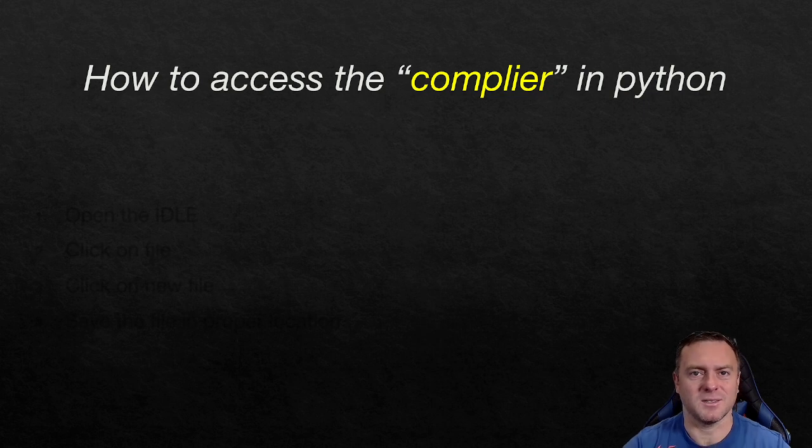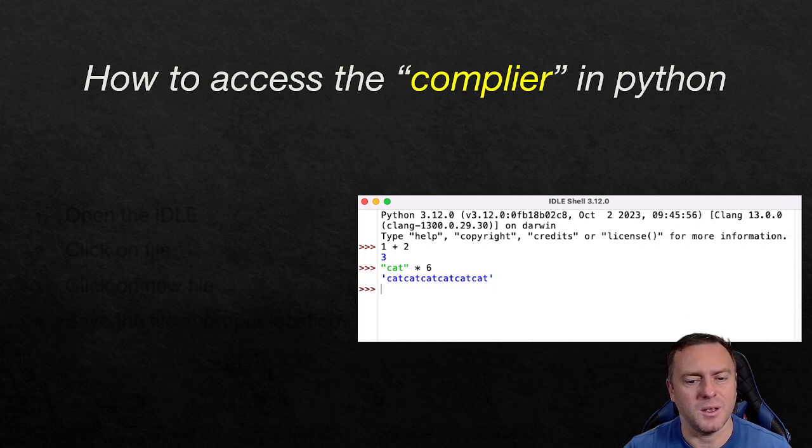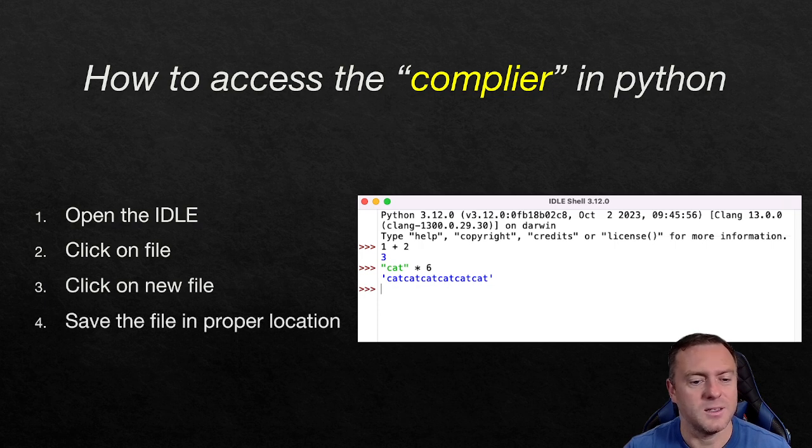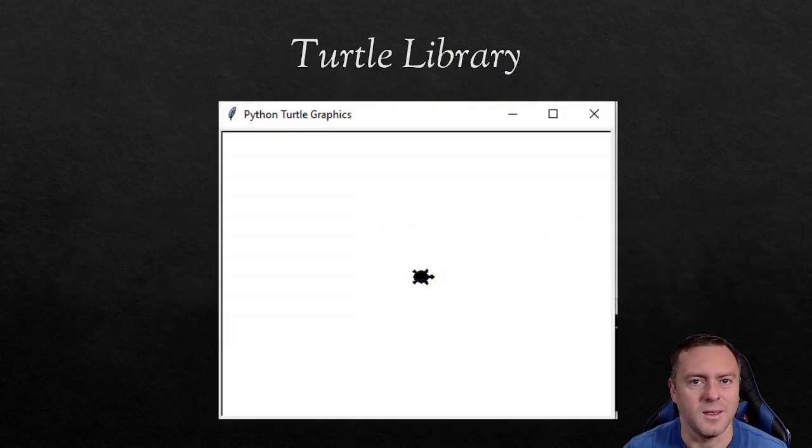So how do we access the compiler in Python? This isn't exactly the compiler, which you saw before. It's basically where you open up a new file. Inside of Python in the shell, at the top, you'll see File. You can click on File, then click on New File, and then save it in the proper location. Like what we just did before with the original artwork, the idea behind this saves you a whole heap of time, because you just open up that script and you can change the code there.